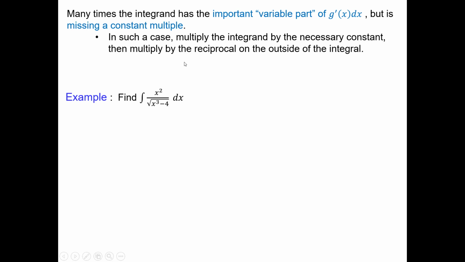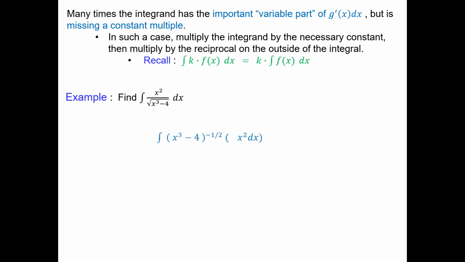So in a case like this, multiply the integrand, the quantity being integrated, by that necessary constant that I need. We just need to compensate by multiplying by the reciprocal on the outside of that integral. Just keeping in mind that if I have a constant multiple inside of a function, I could pull that constant multiple out of the function.